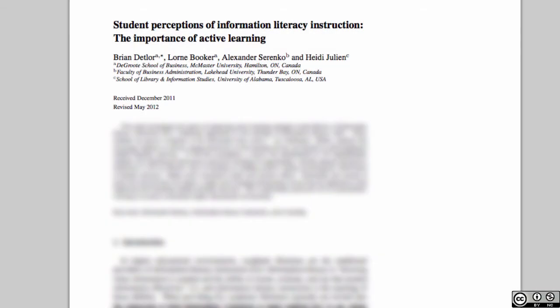Let's look again at our example. Not only do we know who the authors are, we also know the universities where they conducted their research. If we wanted to, we could look up more about these authors to further determine that they have the authority to write about this topic.